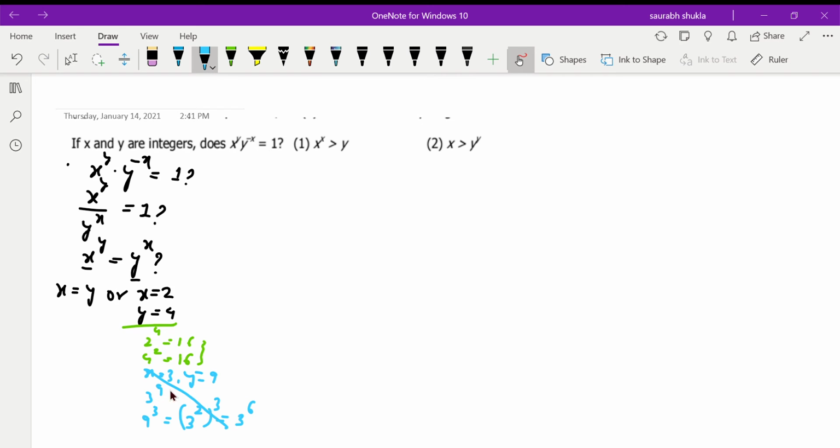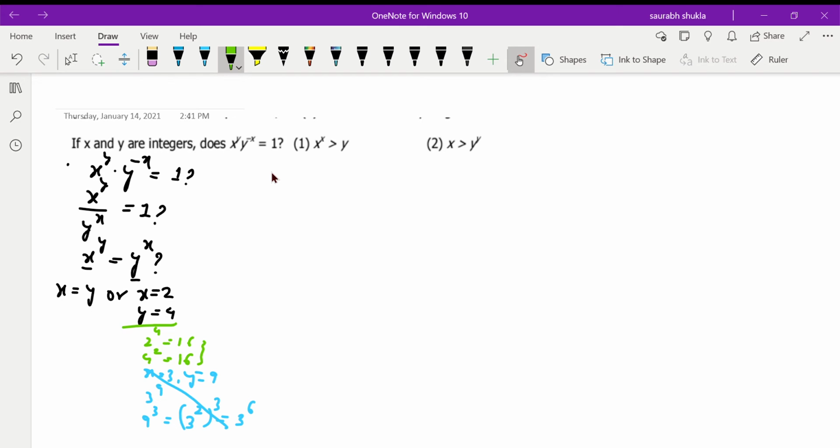Right now I can think about only these two possibilities: either x is equal to y, or x is equal to 2 and y is equal to 4. Fine, so we have analyzed the stem now. Let us go to the statements. Let's take our first statement.